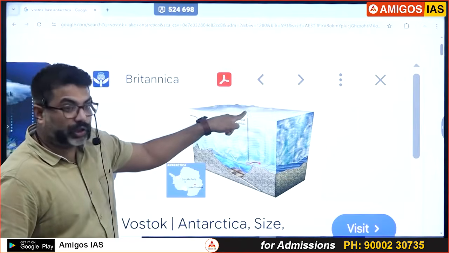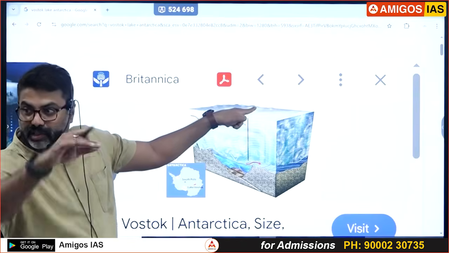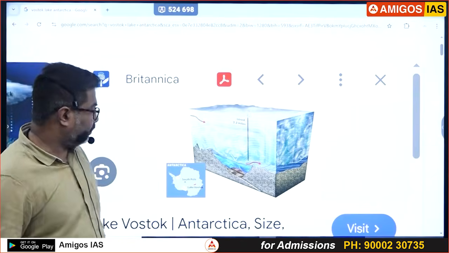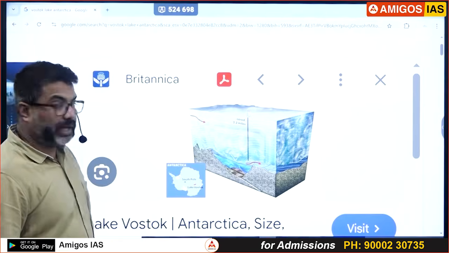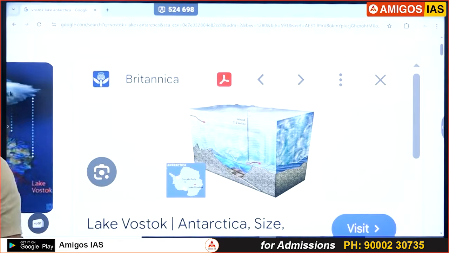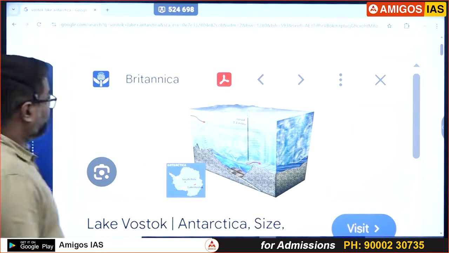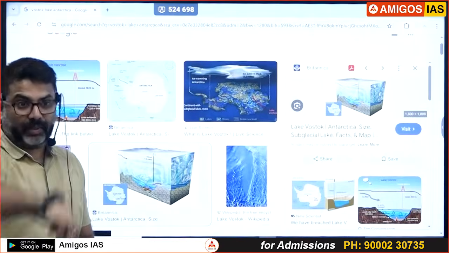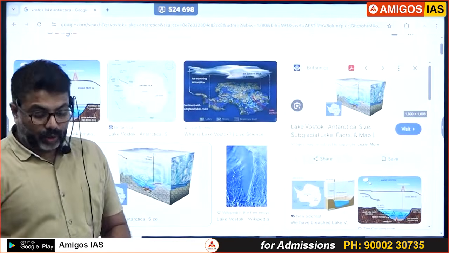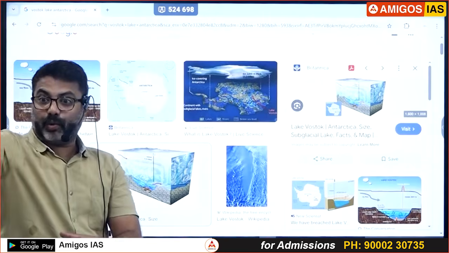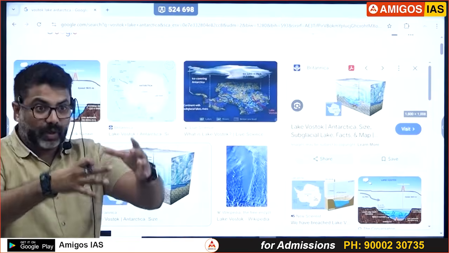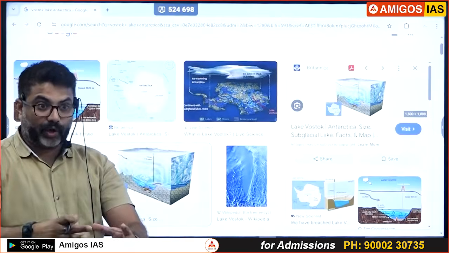Exactly here is the Vostok base. Above that is the Vostok research base. So Lake Vostok is what? A subglacial lake. Below the glacier, we have a lake. They drilled; we call it an ice core. They drill just like a borewell, you know, a borewell. Just like that, they bore the ice. When you bore the ice, you get an ice core.